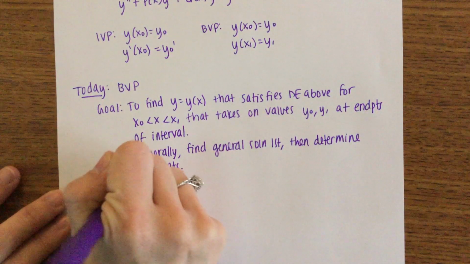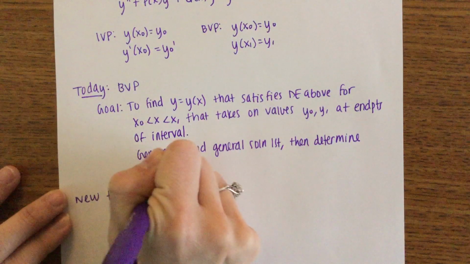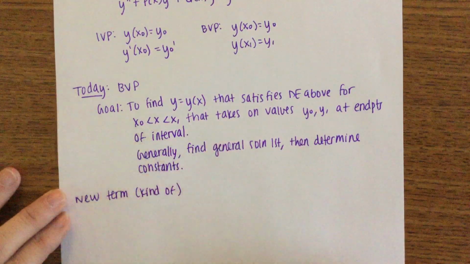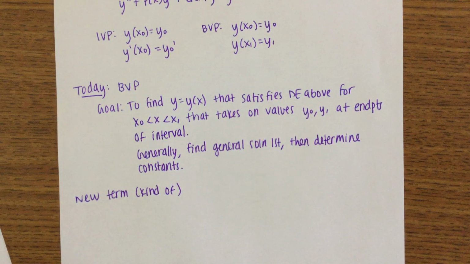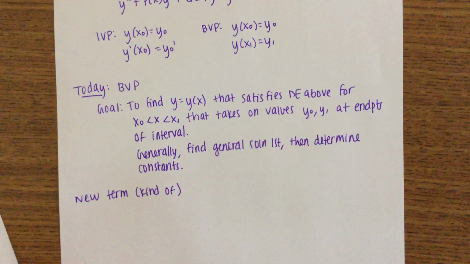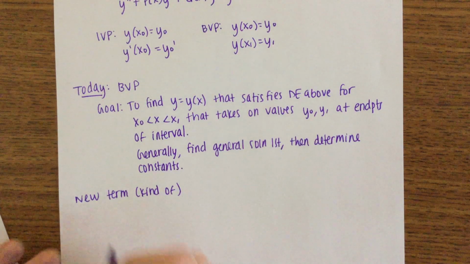A new term, and by new term I mean it's kind of a new term. What's the term in differential equations that we use a lot to mean different things? Homogeneous. Lambda is a variable, yes, so we are going to use lambda. That will come up later, yes.